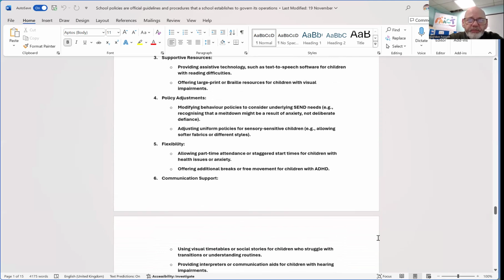Policy adjustment, modifying behaviour policies to consider underlying SEND needs, recognising that a meltdown may be a result of anxiety, not deliberate defiance. So it should be in there. So yeah, a teacher got hit. Well, why did they get hit? The child had a meltdown, and or the child's behaviour was very aggressive.